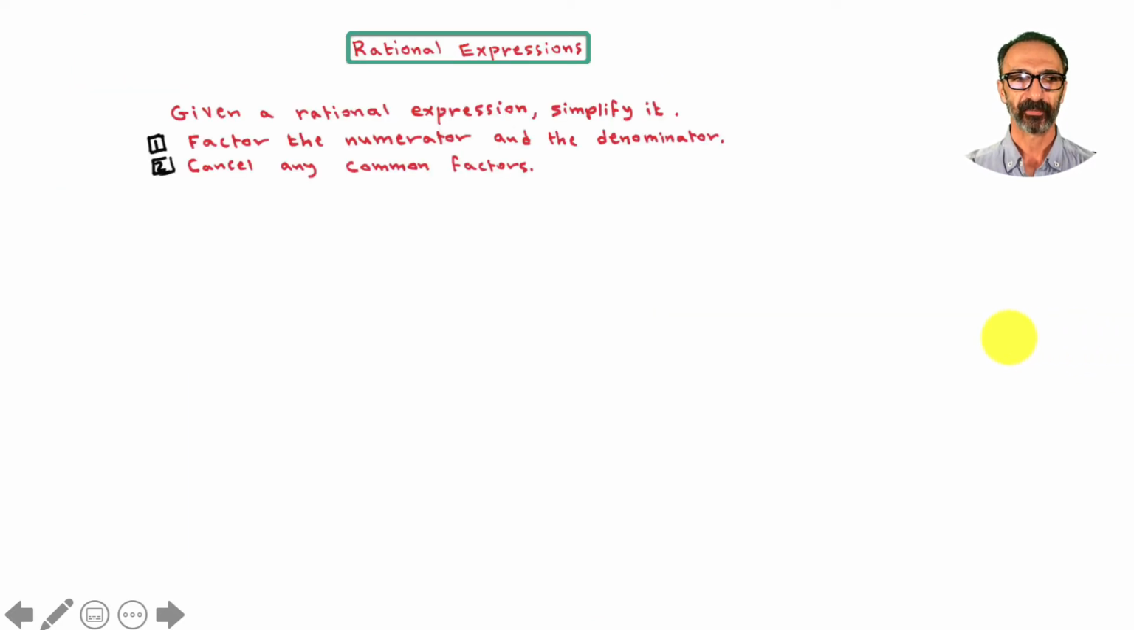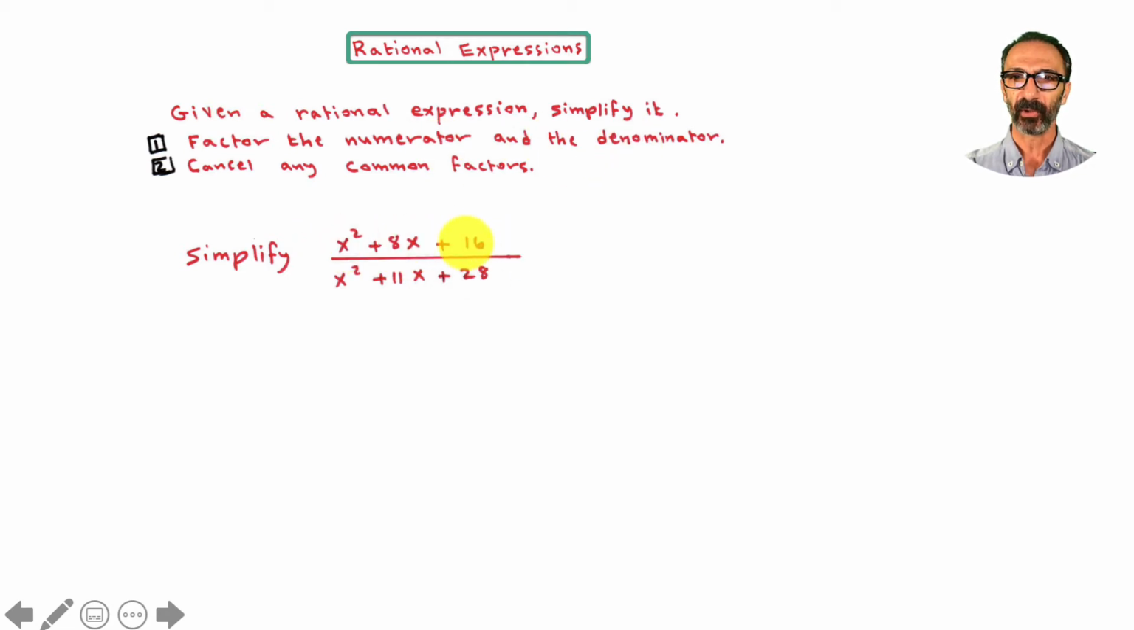Rational expressions. Given a rational expression, we need to simplify it. We have two methods or two ideas. Factor the numerator and the denominator. Cancel any common factors. What do I mean by this?